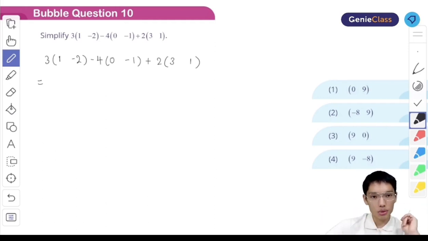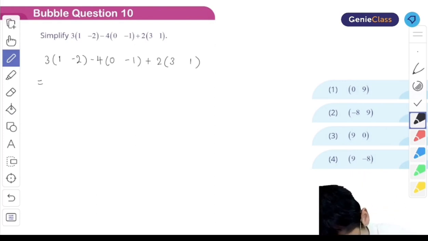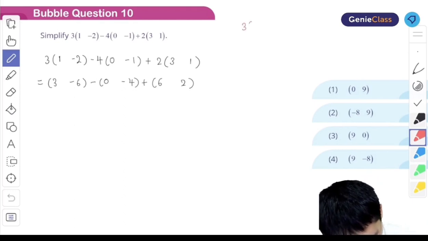But in this case, to reiterate what Denise said, when we talk about matrices, you realize the numbers are usually spread out a bit more to tell you, hey, these two numbers are separate numbers. Please do not add them together. In this case, scalar multiplying, I'm getting 3, minus 6, minus 0, minus 4, plus 6 and 2. All right, so this is the notion. When we talk about matrices, usually the numbers are more spread out. They will not put the numbers very closely together. So for example, like this.